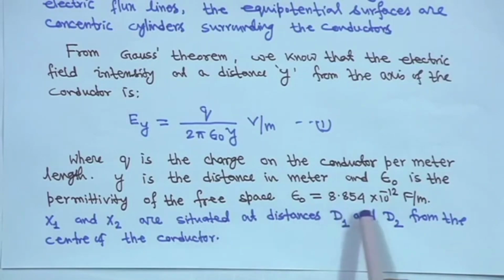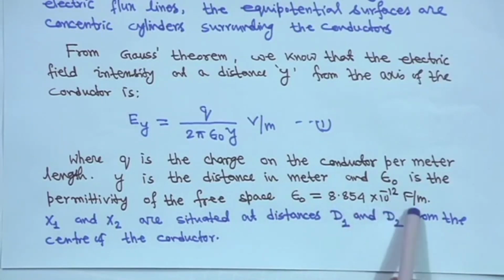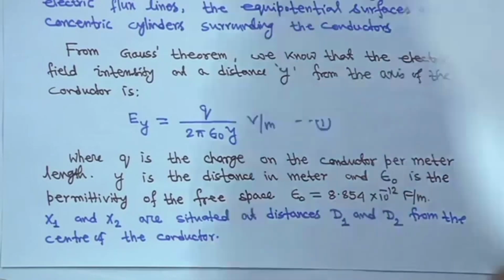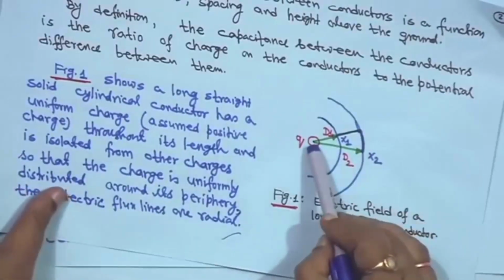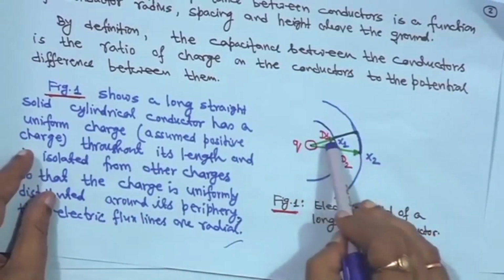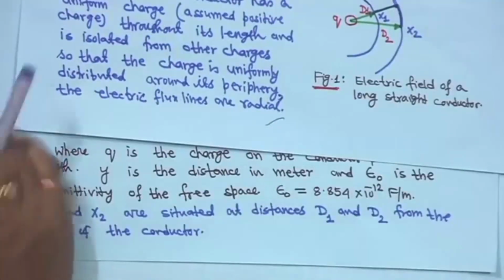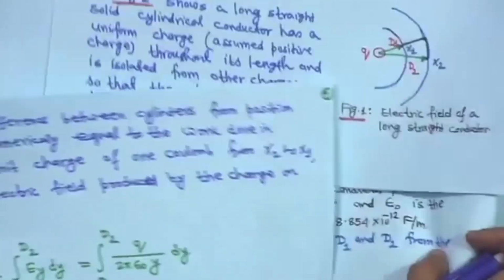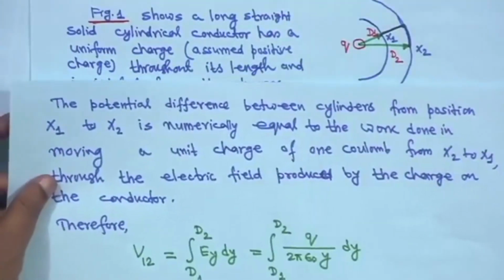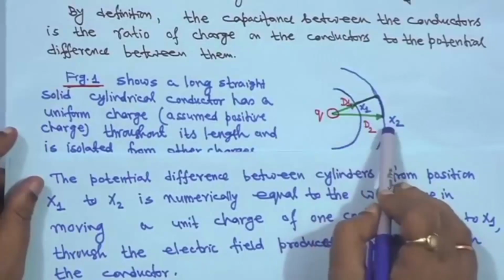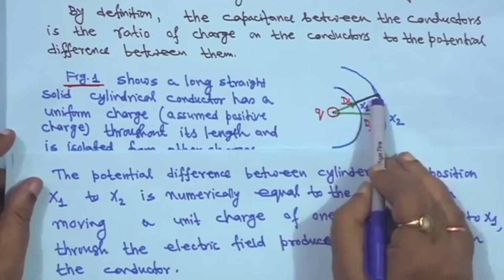You know epsilon 0 is equal to 8.854 into 10 to the power minus 12 farad per meter, and x1 and x2 are situated at distances d1 and d2 from the center of the conductor. This is the distance d1 and this is the distance d2. Therefore, the potential difference between cylinders from position x1 to x2 goes like this.